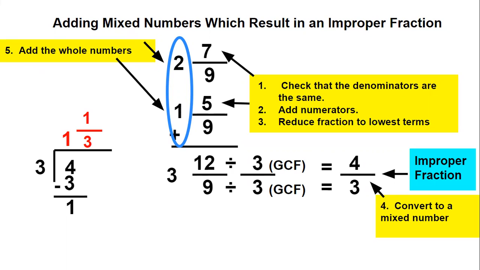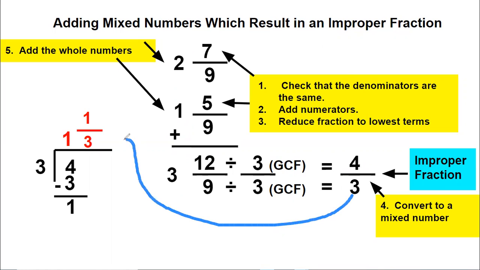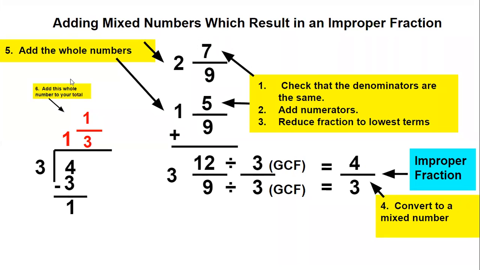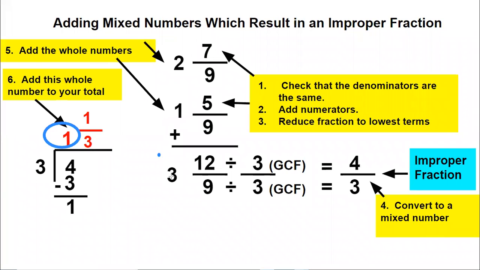No. Are we going to add together this 3 and this 4/3 like we did before? No, we are not. Why not? Because we have an improper fraction, and we converted 4/3 into that, right? So we can't just combine those now. So we have to add this whole number 1, get my circle out again here, to add this whole number 1 to this whole number 3 that we have right there.